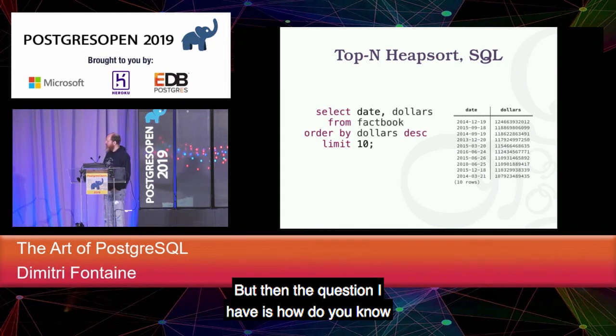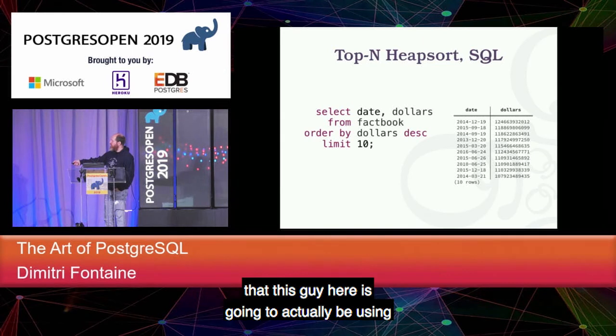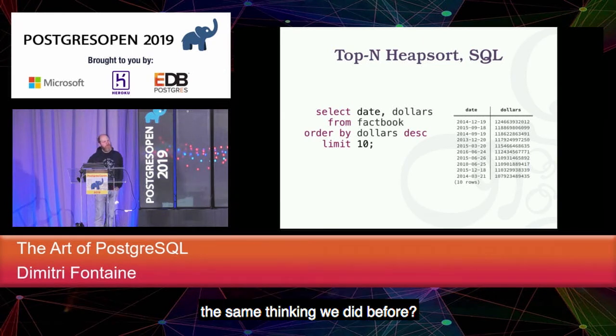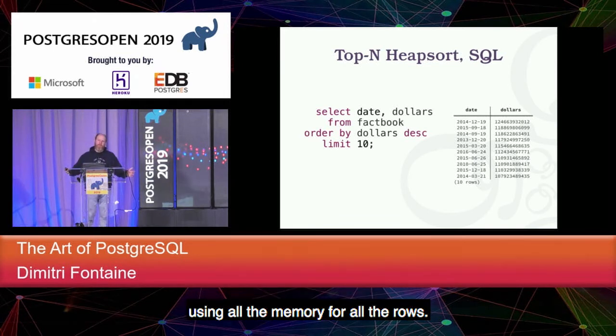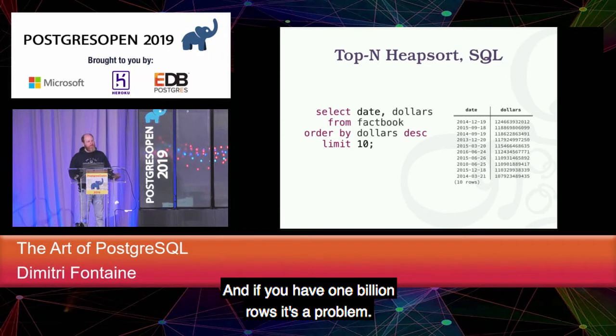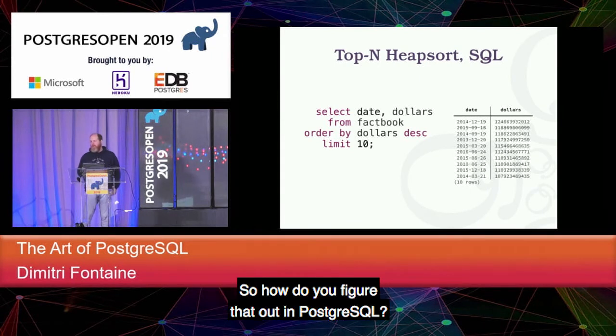But then the question I have is, how do you know that this is going to use the same thinking we did before, only 10 lines in memory at all times, rather than using all the memory for all the rows? If you have 1 billion rows, it's a problem. So how do you figure that out in Postgres? Well, you use EXPLAIN.